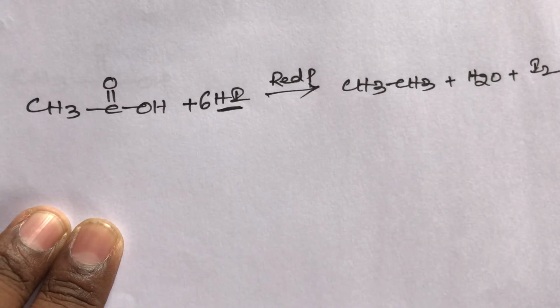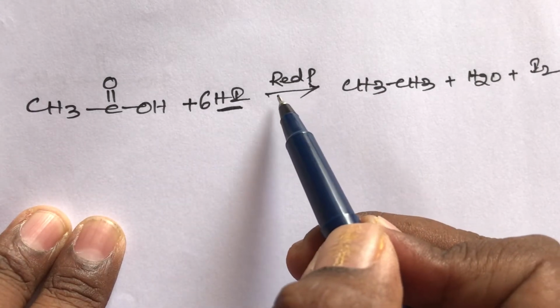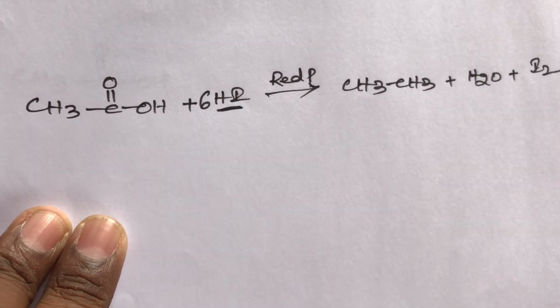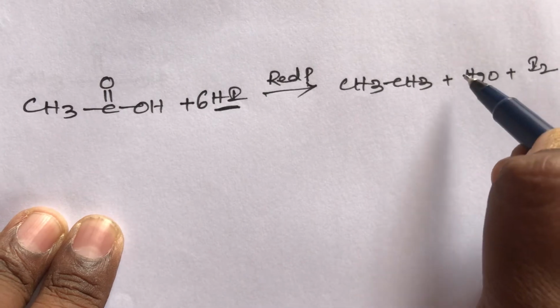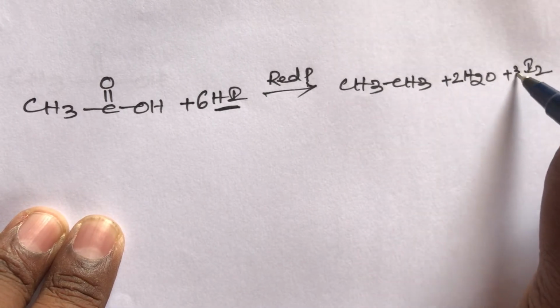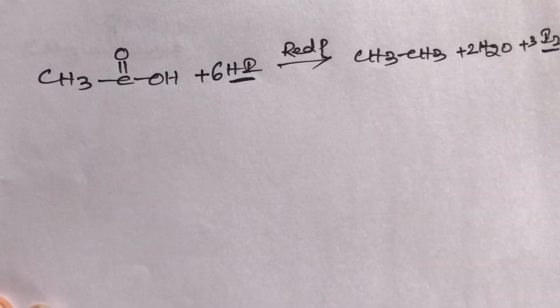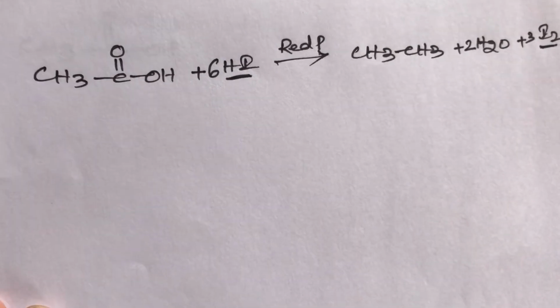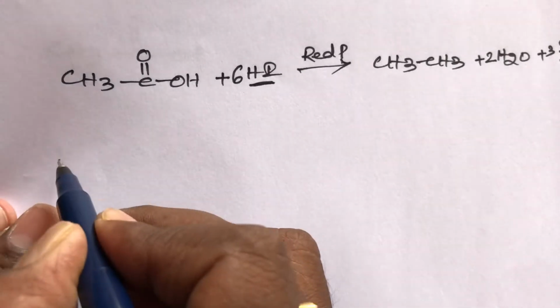Acetic acid reacts with HI in the presence of red phosphorus. In this reaction 6 moles of hydrogen iodide are involved to give alkane plus water plus I2. Here, 2 moles of water and 3 moles of iodine. This is the simple trick, students. I will give the explanation in the mechanism.